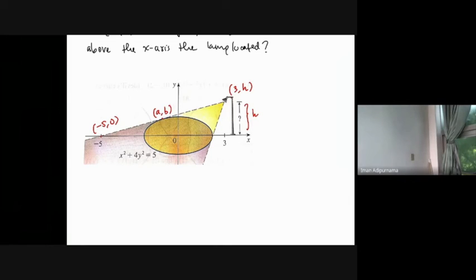Find the linear equation. Delete the slope here. And the slope at AB. You get this first, right?